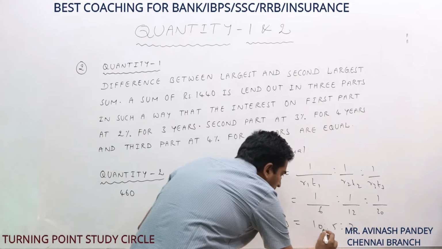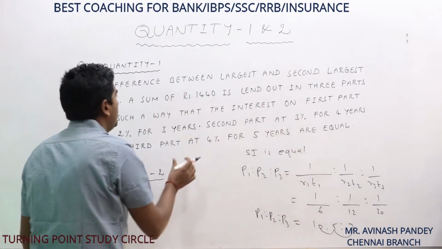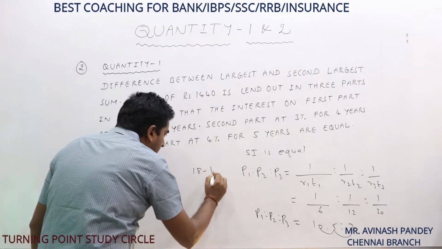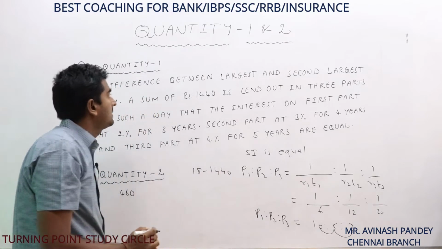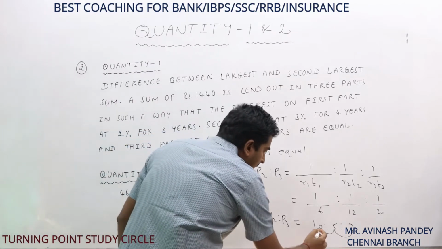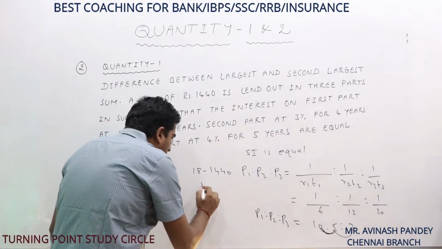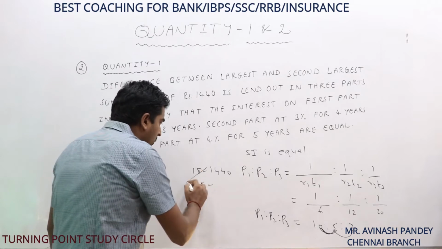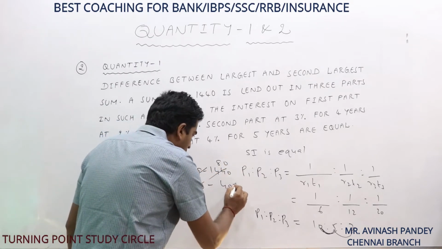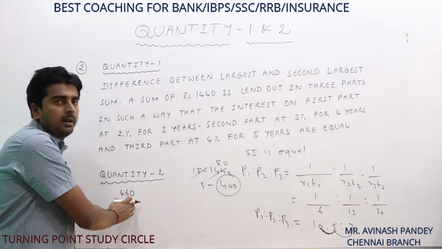So when you see the total parts in principal, what will you be getting? 18 parts. 18 parts' value they have given you is how much? 1440. So can I say 18 parts is nothing but 1440? Now what are they asking? Difference between the largest and second largest part. So that is nothing but 10 minus 5. So what is 10 minus 5? 5 parts. So 18 parts is 1440, so 1 part is how much? 80. So 5 parts is nothing but 400. So my answer for quantity 1 is 400, and quantity 2 they themselves gave 460.